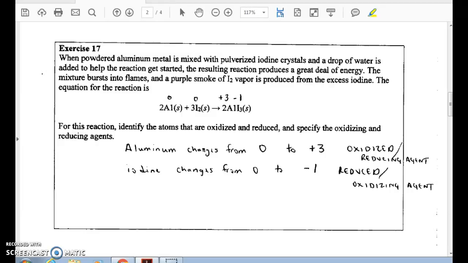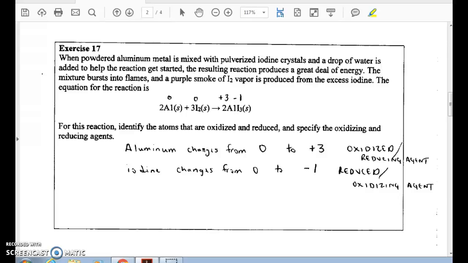And so you can see that the aluminum has changed from an oxidation state of 0 in the reactants to an oxidation state of +3 in the products. So you can think of it as losing electrons, forming the ionic compound, or you can think of it as increasing in oxidation state. And so therefore we say that the aluminum has been oxidized. We also say that the aluminum is the reducing agent, because by giving up its electrons, it has given them to iodine, so it has caused the reduction of iodine.